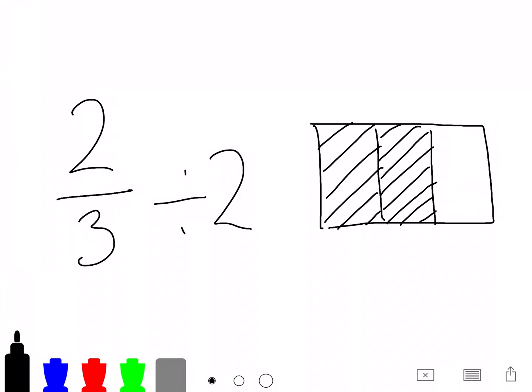And over on the right, we have 2/3 modeled over here because we have a total of 3 blocks, 1, 2, 3, and then 2 of them are shaded. So I'm just going to erase that to keep the board nice and clean.